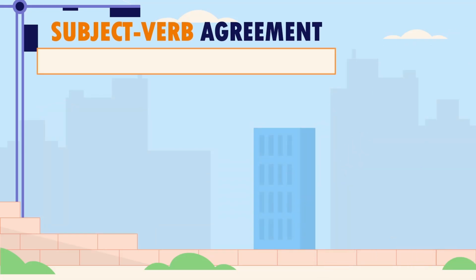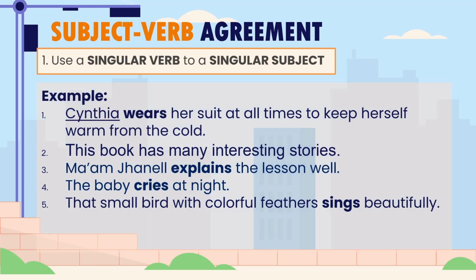Let's have some examples here. Number one, "Cynthia wears her suit at all times to keep herself warm from the cold." Since Cynthia is our subject here, and she is only one, we have a singular subject. If we have a singular subject, we will always take a singular verb. Di ba kapag singular verb, it always has S or ES. Okay? So Cynthia is our subject, wears is our verb. They are singular.